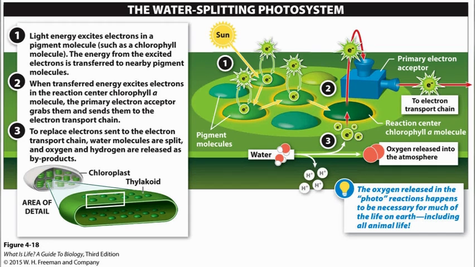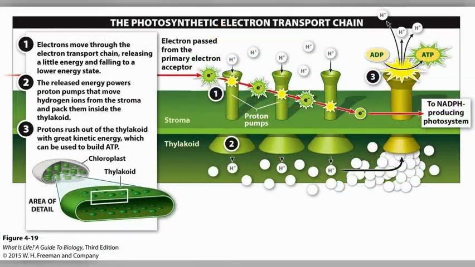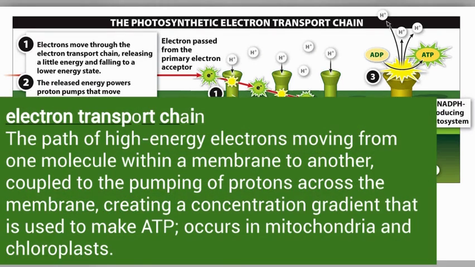A convenient and life-sustaining byproduct of the splitting of water in photosynthesis is the oxygen that is released from the cell, a byproduct essential for much of the life on Earth, including animal life and human life. Once the primary electron acceptor gets hold of the high-energy electron from chlorophyll A, it passes it along like a hot potato to another molecule, which passes it to another, which passes it to yet another, in what is called an electron transport chain. You can see that in the figure shown.